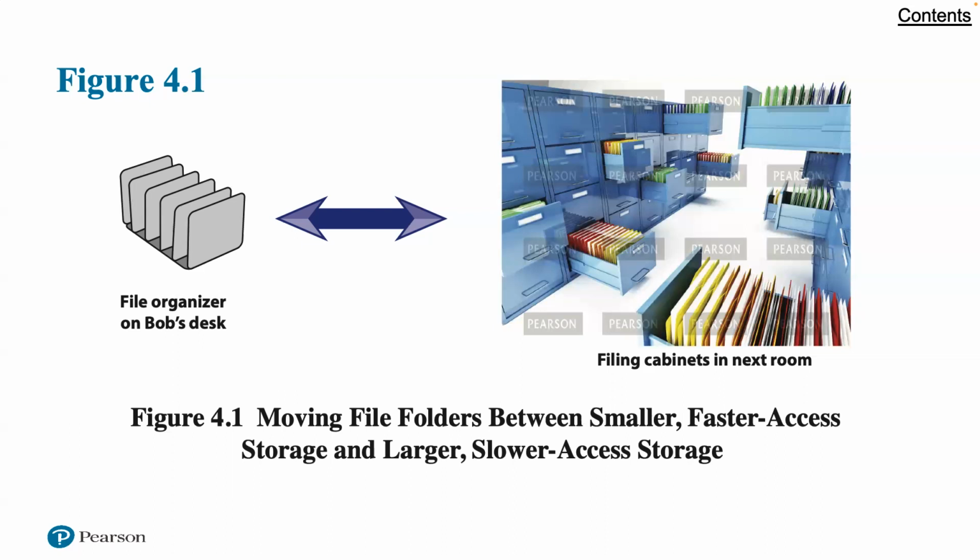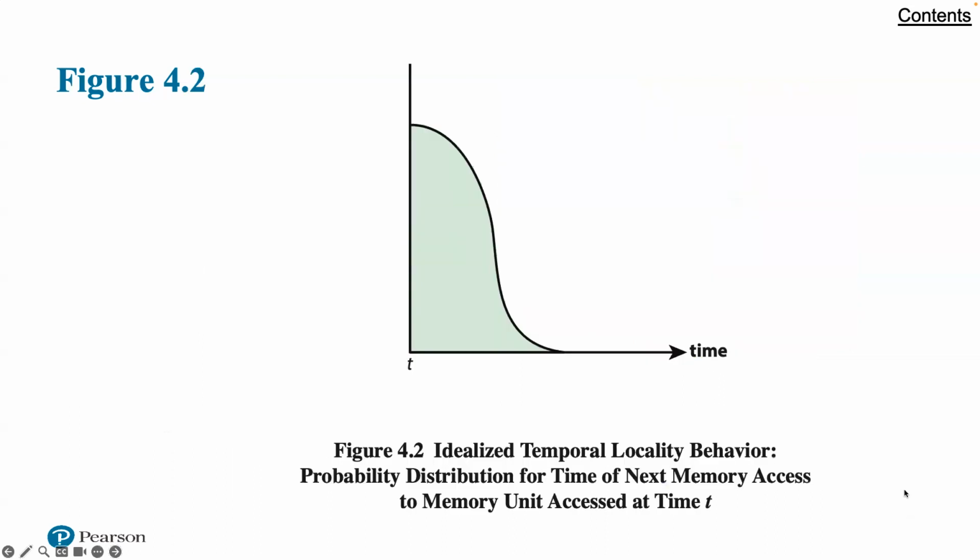Over the years, there has been considerable research on refining these techniques to achieve greater performance, but the basic strategies remain the same. Okay, let's have a couple of figures that hopefully will give some insight into what we're talking about here. First, figure 4.2 provides a rough depiction of the behavior of programs that exhibit temporal locality. For a unit of memory accessed at time t, the figure shows the probability distribution of the time of the next access to the same memory unit.